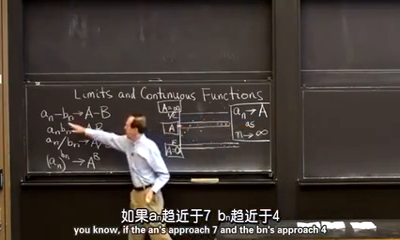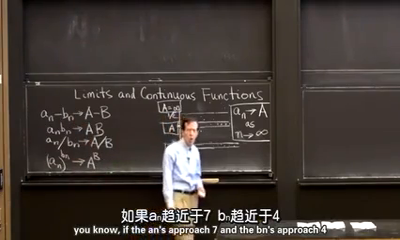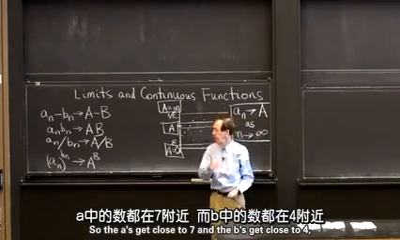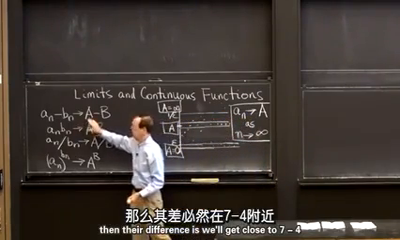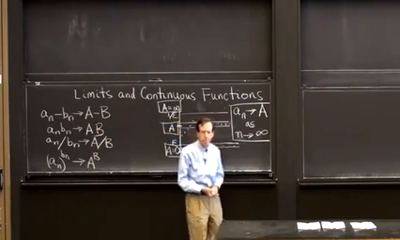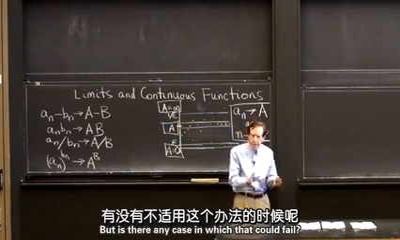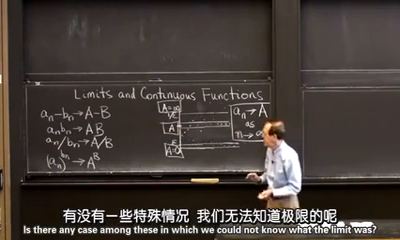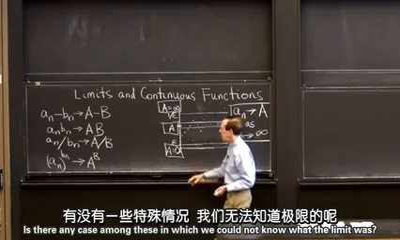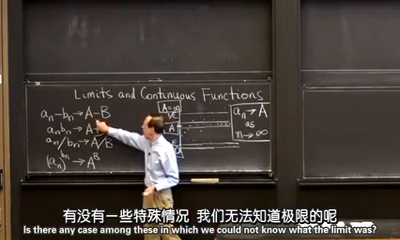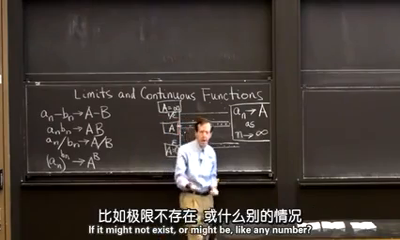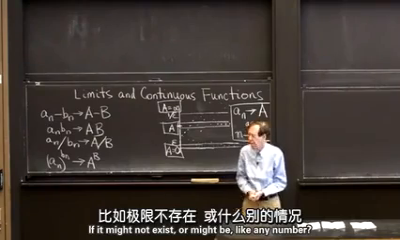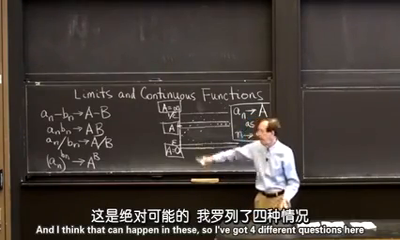If the A_n approach 7 and the B_n approach 4, so the A's get close to 7 and the B's get close to 4, then their differences will get close to 7 minus 4. But is there any case in which that could fail? Is there any case among these in which we could not know what the limit was, and it might not exist, or it might be like any number? And I think that can happen in this.